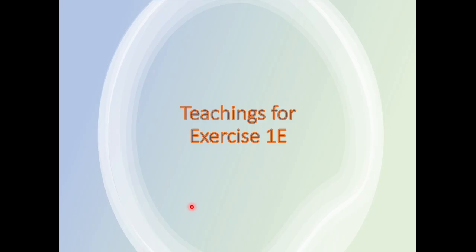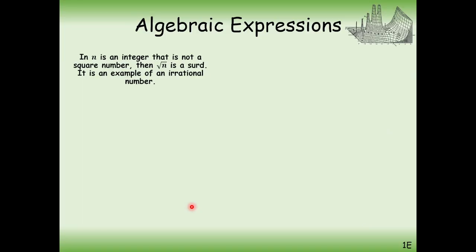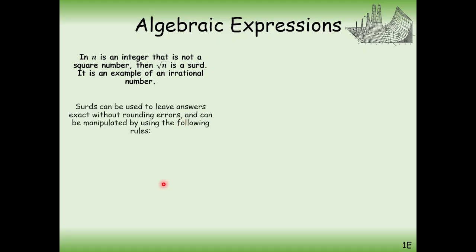So now we are moving to the teaching for exercise 1E. If n is an integer that is not a square number, then root n is a surd. Actually, if it is an integer but it is not a square number, then we give it the name surd. It is an example of an irrational number. A surd is an irrational number. Surds can be used to leave answers exact without rounding errors and can be manipulated by using the following rules.